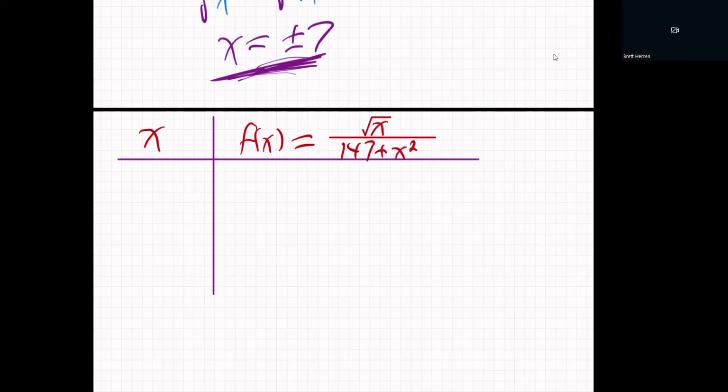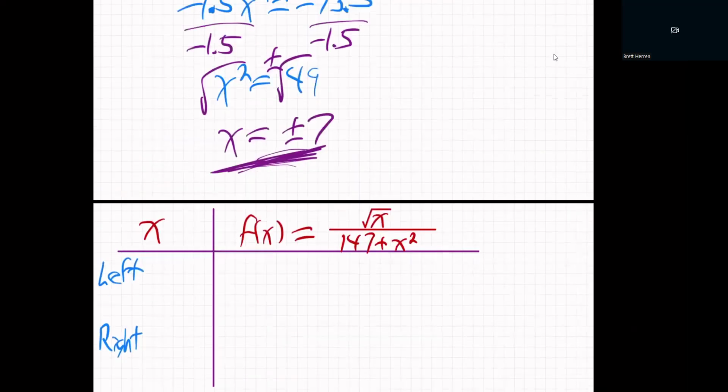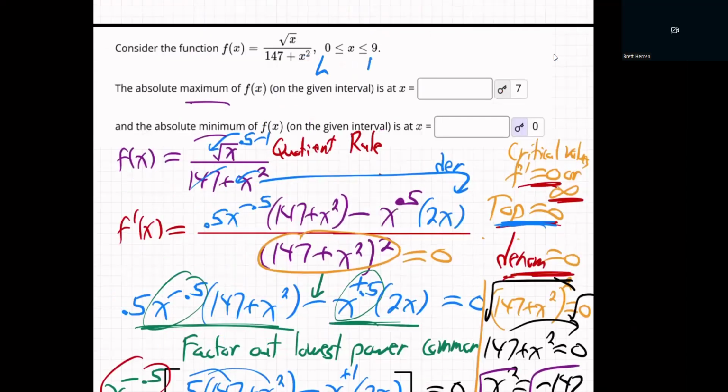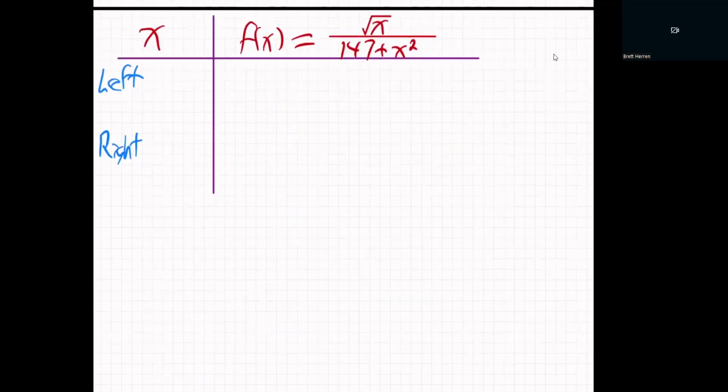Okay. So what am I going to put in this chart? You always put in the left edge and the right edge of your interval. What is the left edge and right edge? So we go back up, the left edge and the right edge right here. This is the left. We're going from 0 to 9 all along. So from 0 to 9. So x equals 0, x equals 9. And then you put in the critical values.